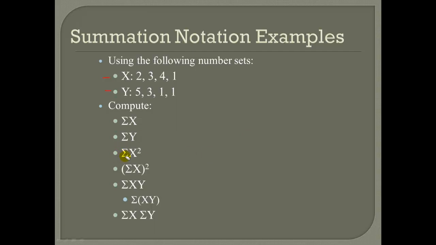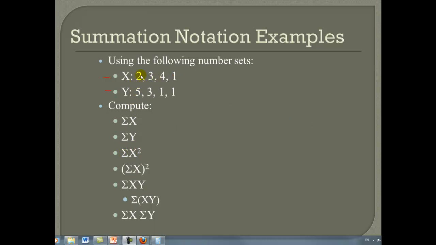Next one here, now we've thrown in an exponent. The sum of x to the second power. Okay, next one we get a little bit more tricky here. Again, sigma x squared. Well, we're still going to follow our order of operations. So this one's sum of x squared. That means that the first thing we need to do is square each of our x values.